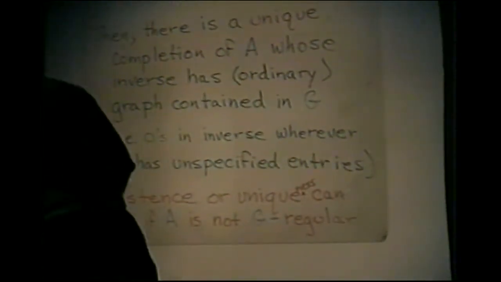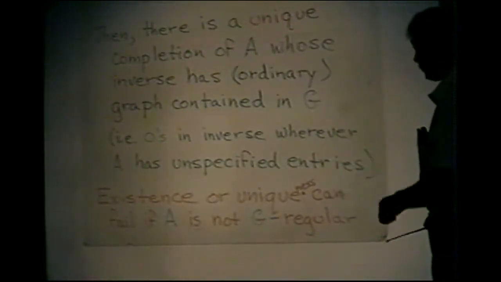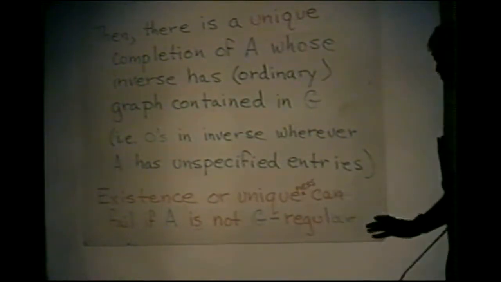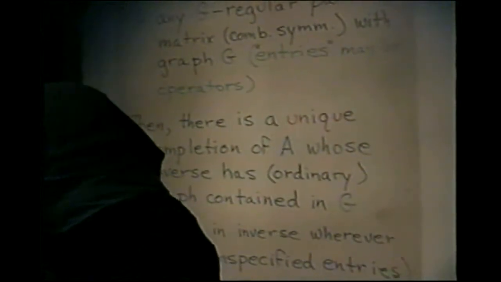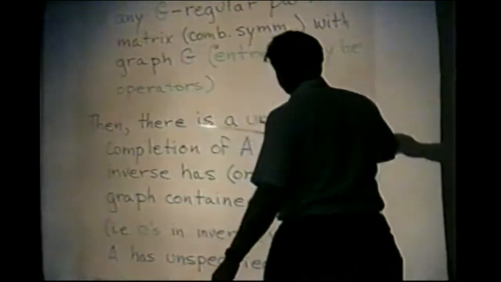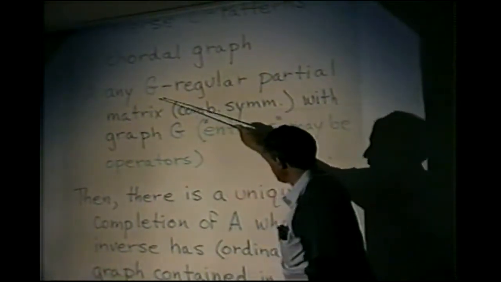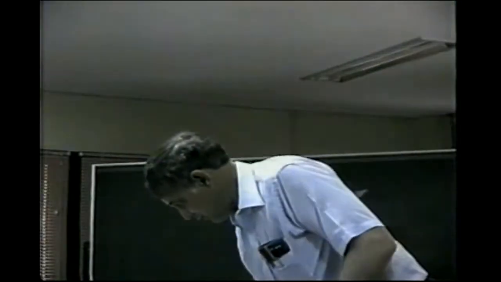So I get a unique completion with zeros in the right places if I'm G-regular and the graph is chordal. Now, if I throw away any of those assumptions, there's a problem. So that's exactly what's important. Let me just review here. I've got a partial matrix. I've got an underlying chordal graph. And I've got a certain regularity condition involving certain minors being invertible. And my claim is that I need that regularity condition, so we can't do away with it.